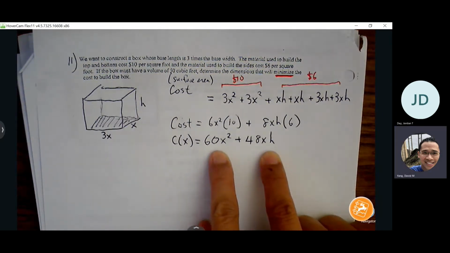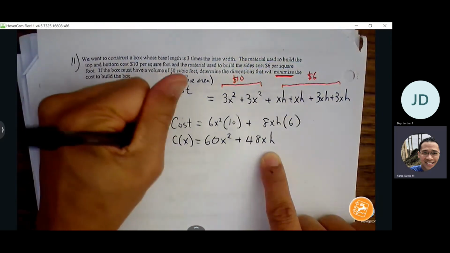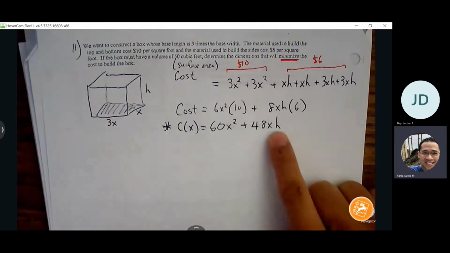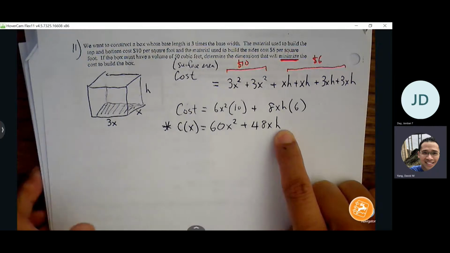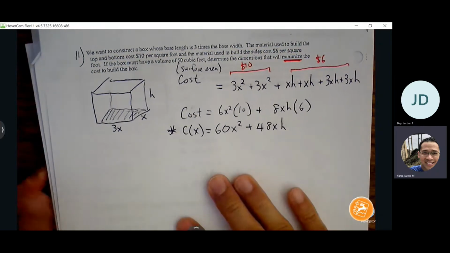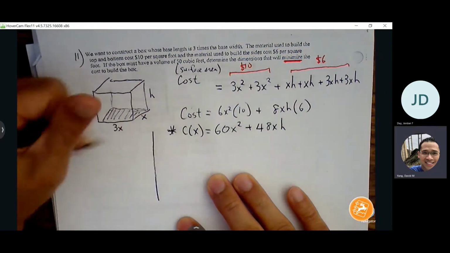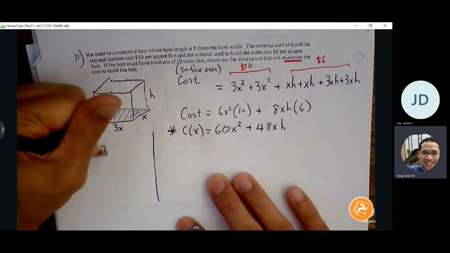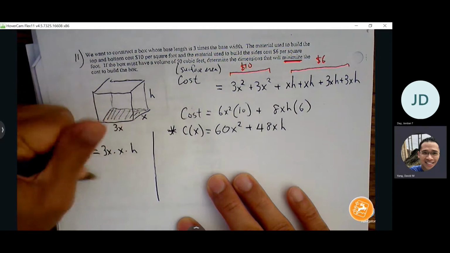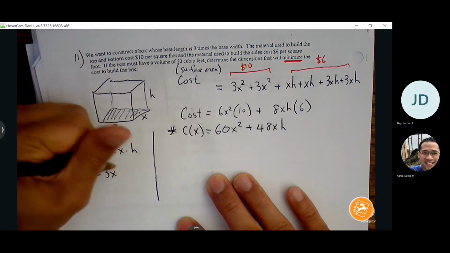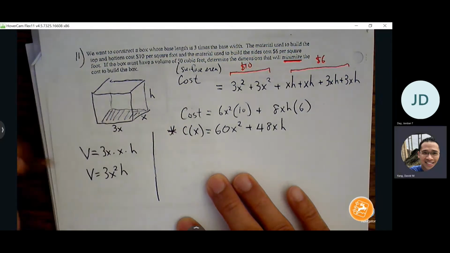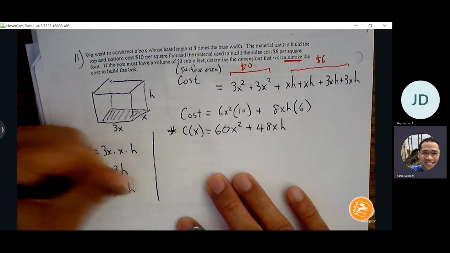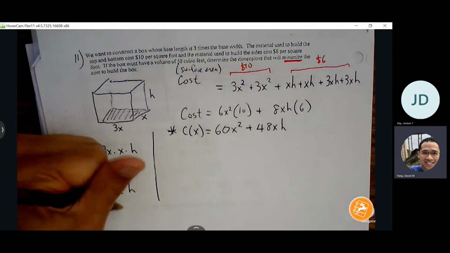We want to find the derivative, right? This is the center of our problem. What's standing in the way right now? Yeah, that h, right? Too many variables here. So what help can we use? Volume. Volume is length times width times height. Volume given to us is 50. Solve for h.